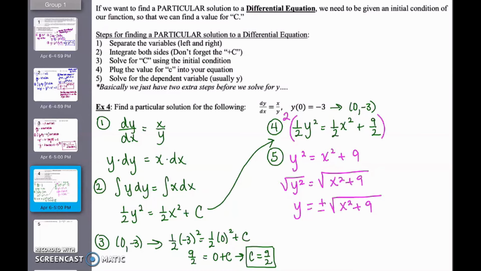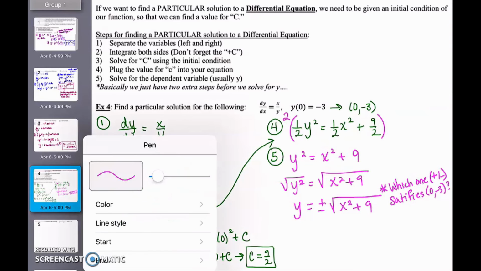x squared plus 9. Now this happened in the first half of our notes when we had that absolute value and we had the plus or minus. We only want one of these and we have to figure out which one is correct. So we go back to our initial condition and we ask ourselves right here, which one, meaning the plus or the minus, satisfies the initial condition 0, -3, right? When I plug 0 in for x, which one is going to give me -3 for y? Is it going to be the positive square root or is it going to be the negative square root?